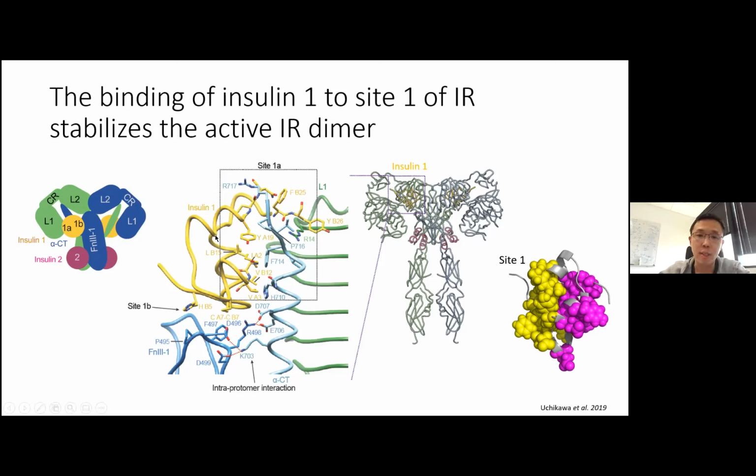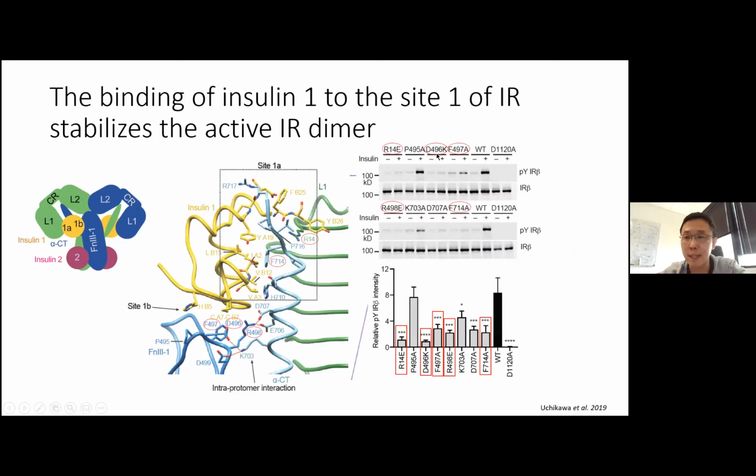Because it simultaneously contacts protomer 1 and protomer 2, we call the contact site at protomer 1 site 1A, and the contact site at protomer 2 site 1B. If we mutate the residues from site 1A or site 1B, this is a mutation on the receptor side, even a single mutation can almost completely abolish insulin-dependent receptor activation. That suggests insulin binding to site 1 is very critical for receptor activation.